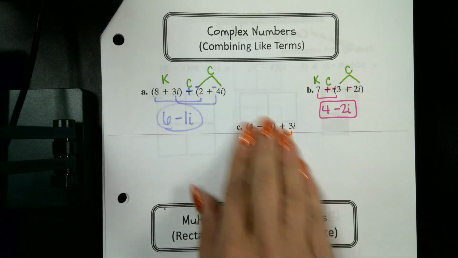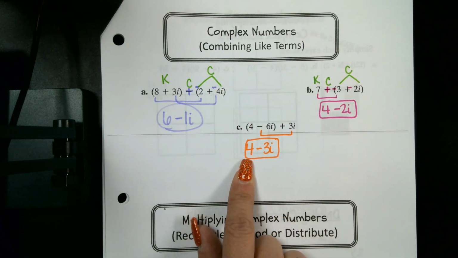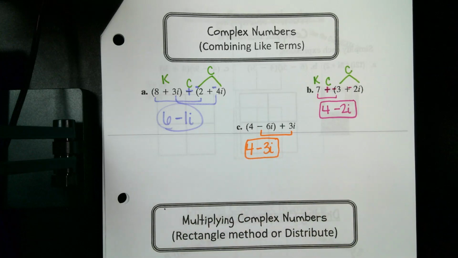Now your last one, I didn't have to change anything. 4 is by itself. Negative 6i plus 3i is negative 3i. I can talk over it. That's nothing. Okay, do we feel okay with those? Adding and subtracting? Because then we're going to do multiplication down at the bottom.